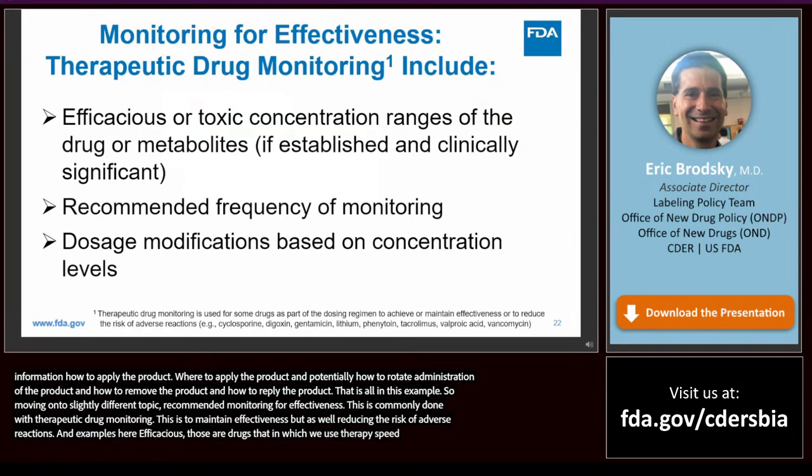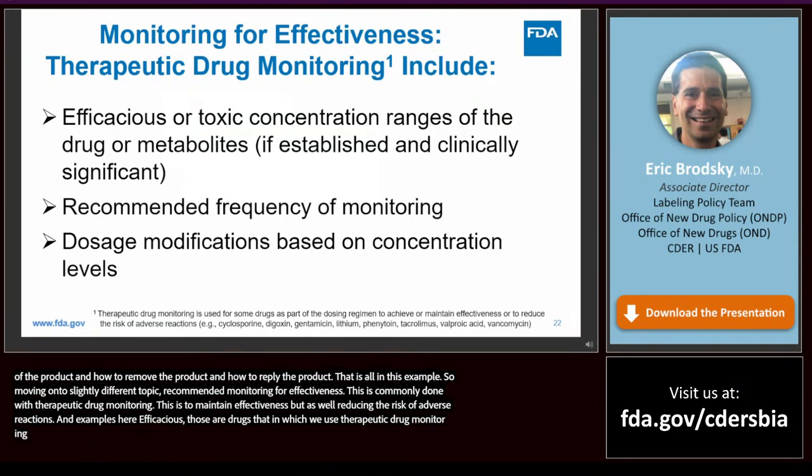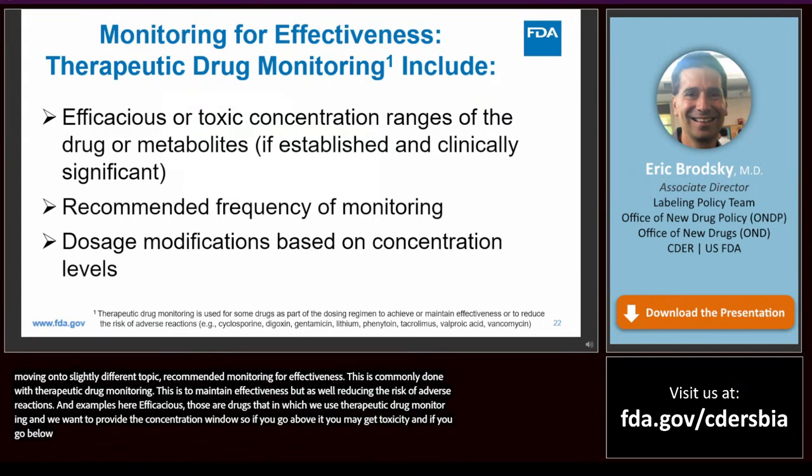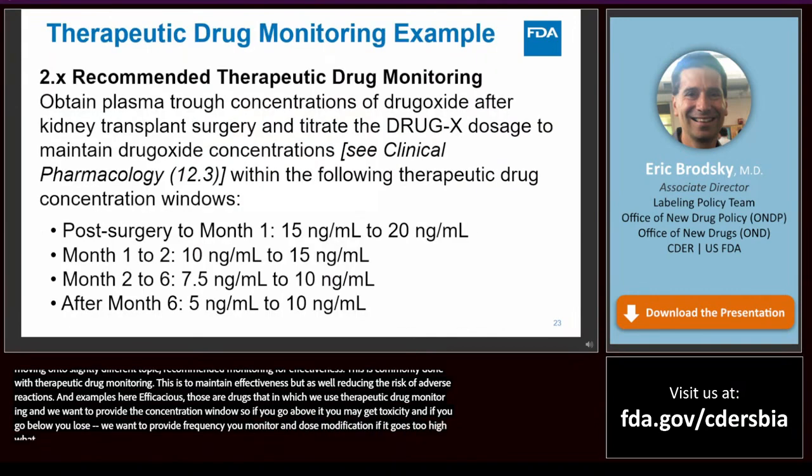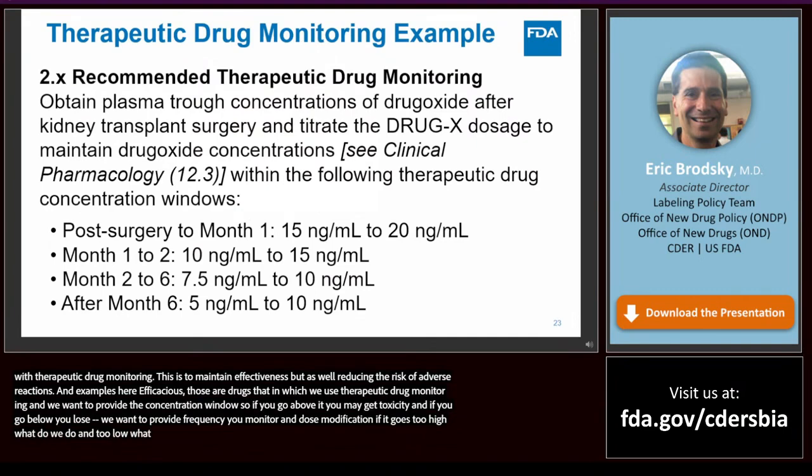So in this situation, you want to provide the concentration window. If you go above that concentration, you may get toxicity. If you go below that, you lose efficacy. We also want to provide the recommended frequency of monitoring, and then dose modifications. So if it goes too high, what do we do? If it goes too low, what do we do? This is an example of a drug used in this setting. It's an immunosuppressive in patients with a recent kidney transplant surgery.